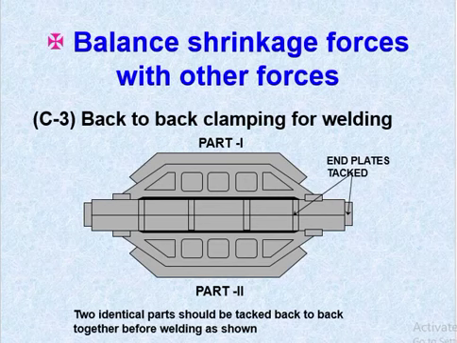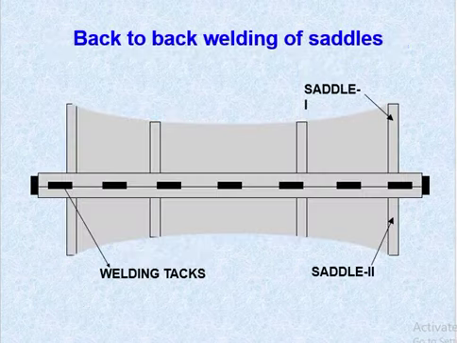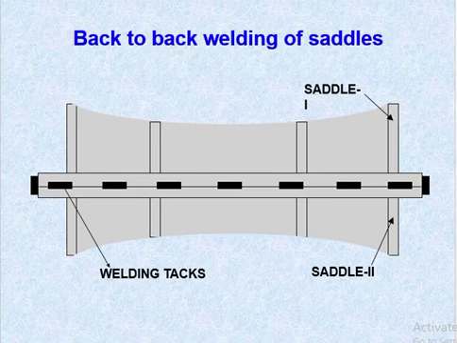Back to back clamping: if back to back clamping is there, if you arrange a clamp or jaws, or back to back welding, then this will not happen. You see here back to back welding of a saddle, with the welding sequence 1 2 3 4 5 6, so it can restrain the distortion.